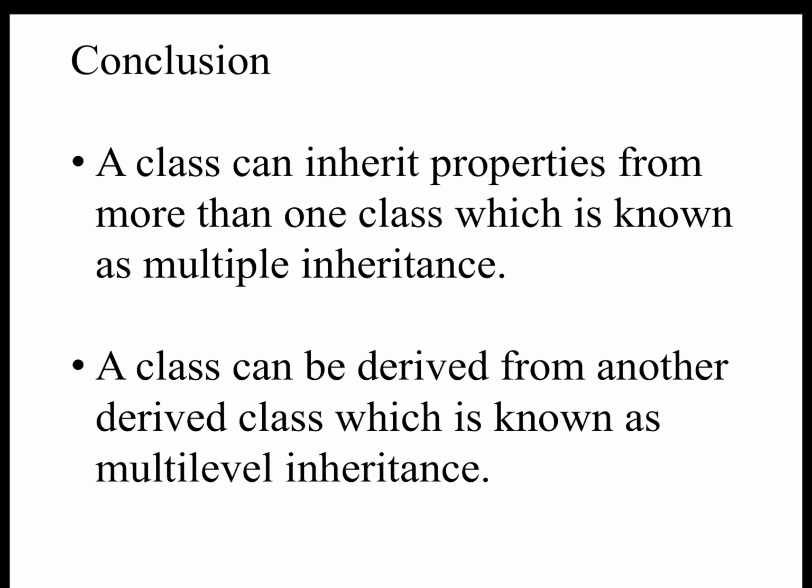So, conclusion: a class that can inherit properties from more than one class is known as multiple inheritance. A class that can be derived from another derived class is known as multi-level inheritance.